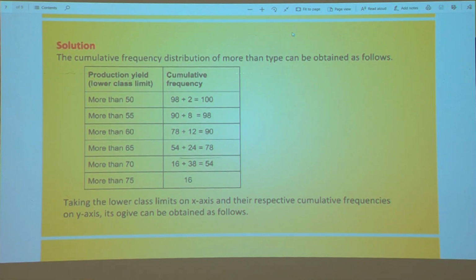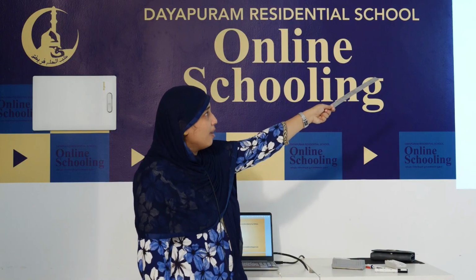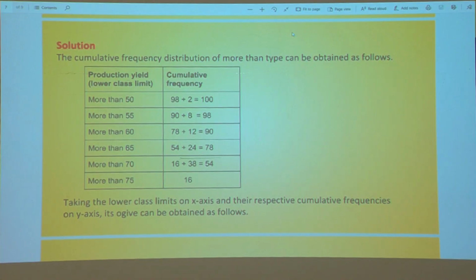So we write a column, the first column is lower class limits, and we write all these lower limits. We want to draw a more than type ogive, so we write more than, and all the lower class limits. Next we want to find the corresponding cumulative frequency.